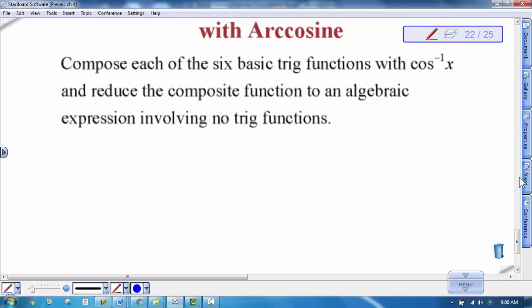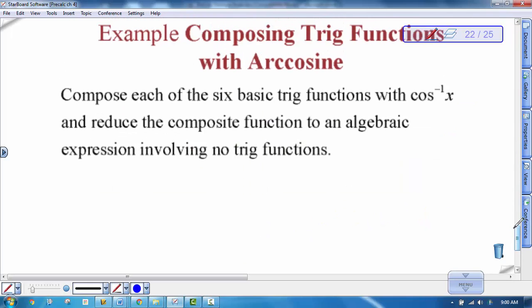Okay, let's try another example then, before we start the homework, with arc cosine. So what I'm going to do is give you an angle, right? Inverse cosine gives you an angle. So I'm telling you the inverse cosine of x is our angle that we're working with. We want to do the 6 basic trig functions of this angle. So we have the cosine of this angle. I'll just call it theta to save me a little time from having to write this.